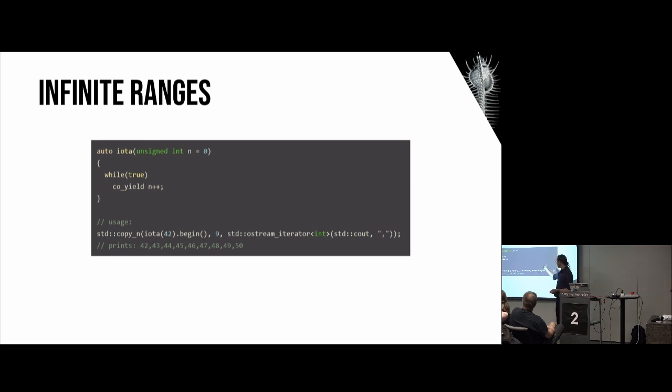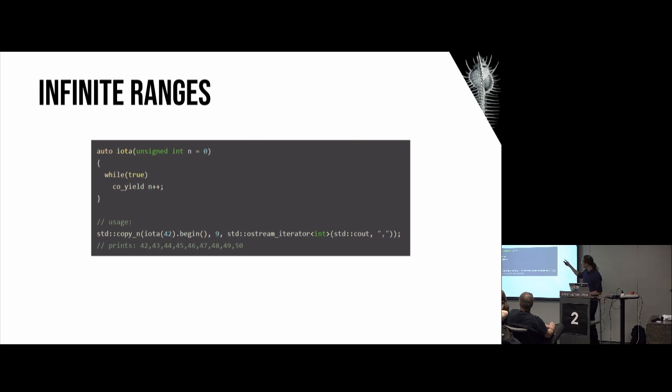And for example, we can use copy_n. I'm creating the coroutine here with the initial value 42. We're calling begin because again I'm using the standard copy_n, which expects a begin iterator. Copy_n requires an iterator and the number of values we want to expect, and then we're just printing it to the output stream. So I think this is pretty awesome.